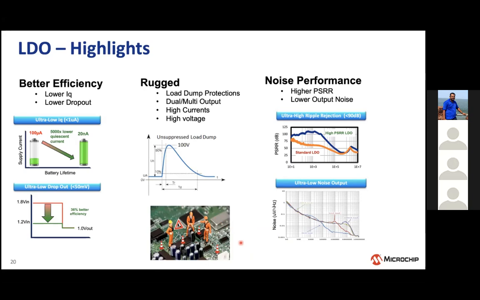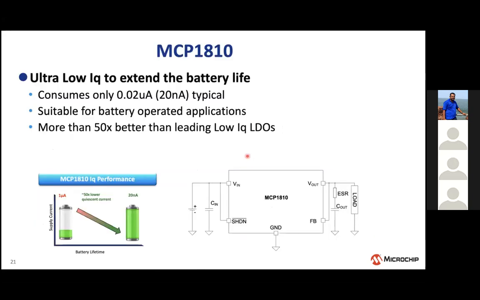Now, a few examples over here. The MCP1810 is the industry's lowest IQ device. It comes with 20 nanoamps of quiescent current, and this one is 50 times better than some of the very common low IQ LDOs out there in the market, right? So just to give you an example, the idea is not to memorize the part number or anything, but just to show you what exactly we're doing.